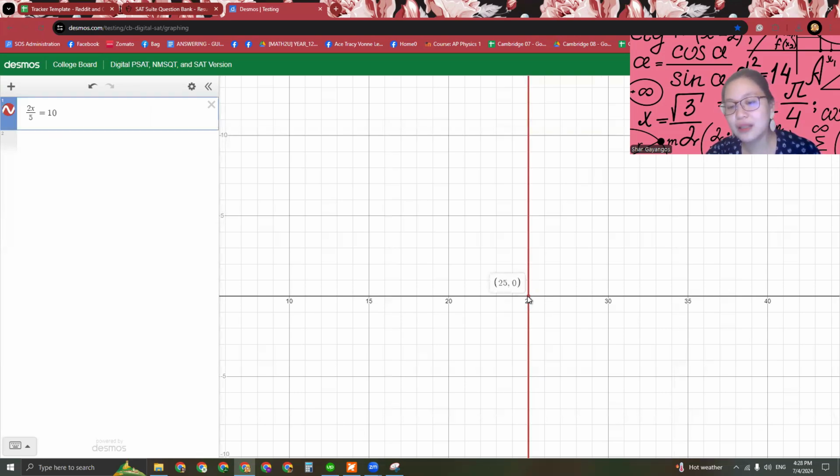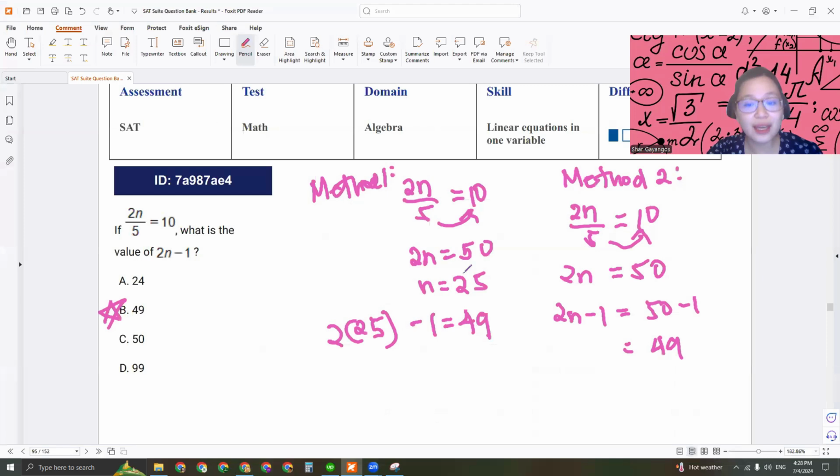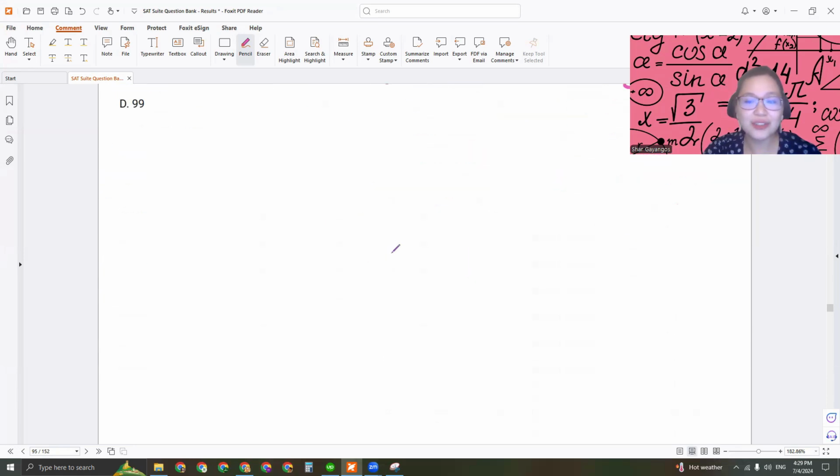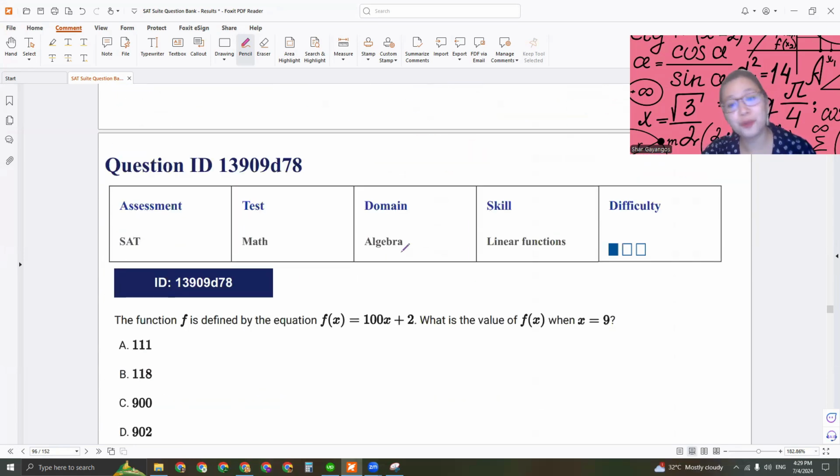So when you click on the x-axis, where the graph of the line meets the x-axis, that is the solution, or that is the value of n. So once you have n, just plug in. And I really believe method 2 is the fastest way and the most efficient way to solve this problem. So I'm just giving you everything there, just letting you know how else you can solve one problem.